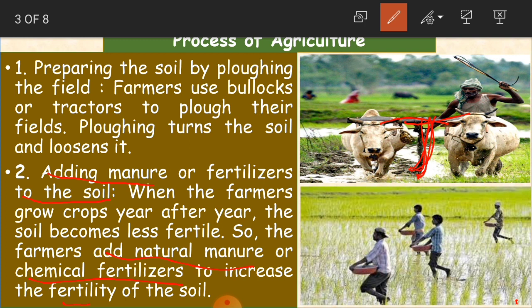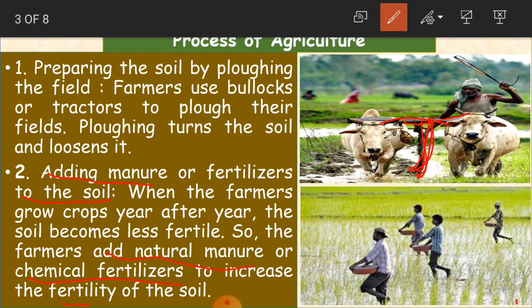See, you can see in the picture, they are spraying or pouring the manure, natural manure or chemical fertilizers which we can buy, and natural manure is which we can prepare by ourselves.